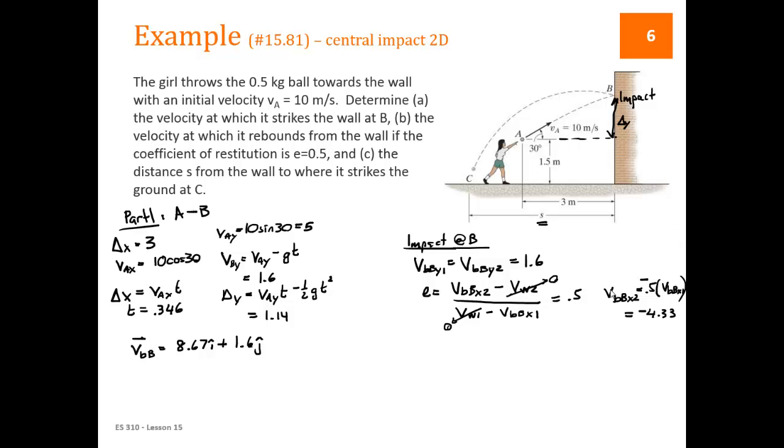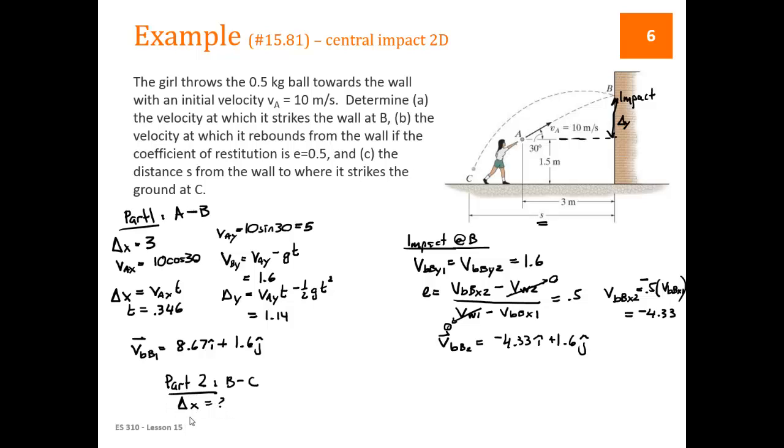So we now have our velocity, we can write it as a vector. The velocity of the ball at B after impact is equal to negative 4.33 i hat plus 1.6 j hat. And now we have projectile motion again, from B to C. So we'll see if I can squish it in down here at the bottom. From B to C, what do we know? We're trying to find delta x.